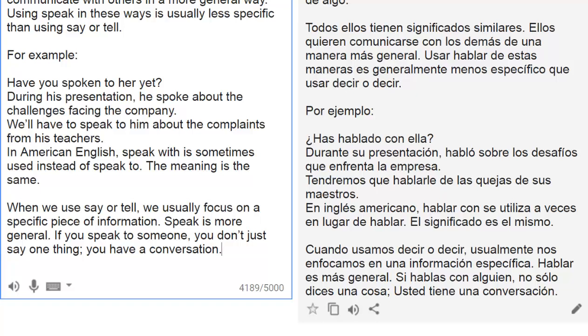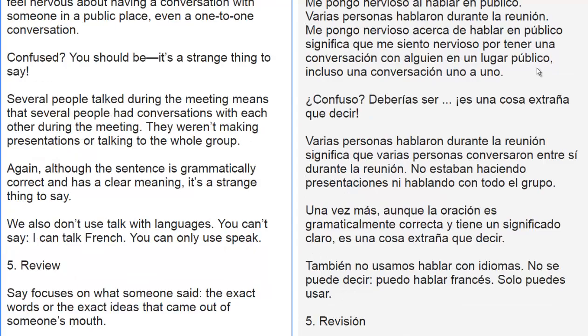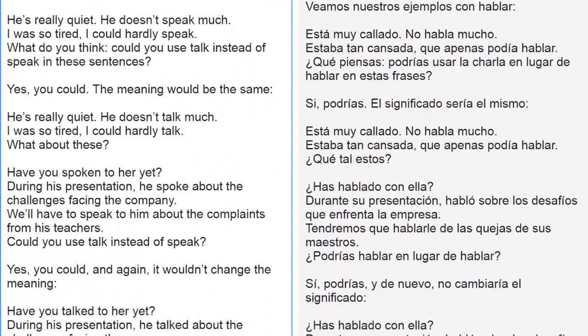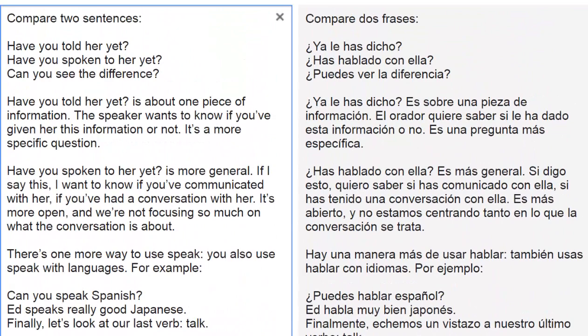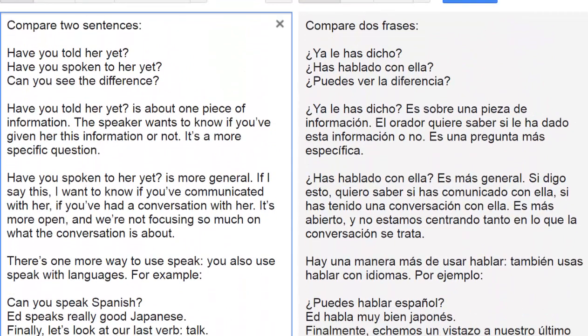Speak is more general. If you speak to someone, you don't just say one thing. You have a conversation. Compare two sentences. Have you told her yet? Have you spoken to her yet? Can you see the difference?